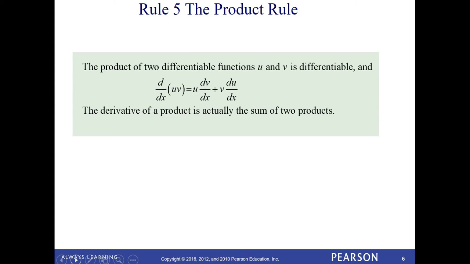Rule 5, the product rule. The product of two differentiable functions, u and v, is differentiable, and d/dx of uv is u dv/dx plus v du/dx. In other words, the first function times the derivative of the second plus the second times the derivative of the first.